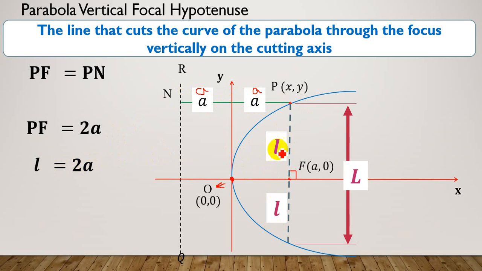So 2L small, which is the distance from there to there for both sides of the curve, gives me capital L. So capital L equals 2 L small, or 4A. So that line, latus rectum, is equal to 4A.